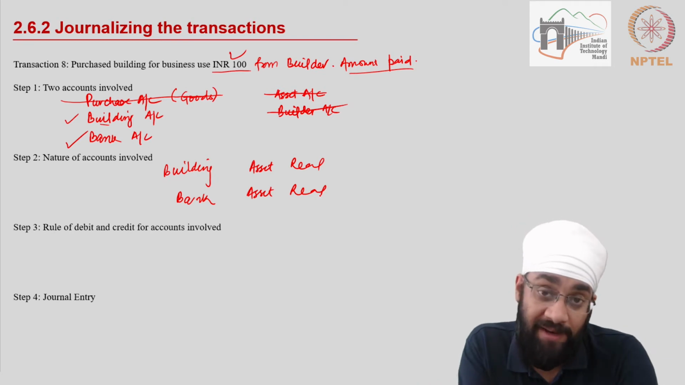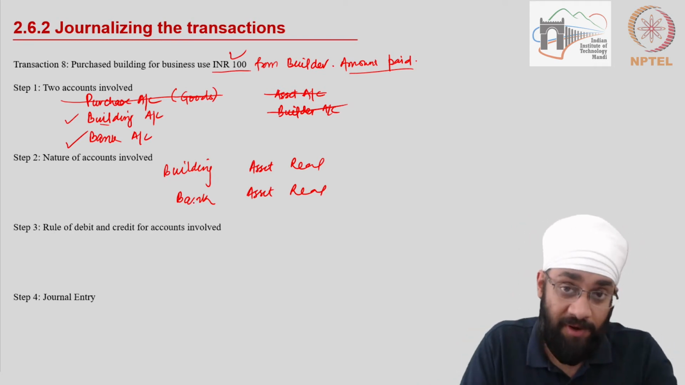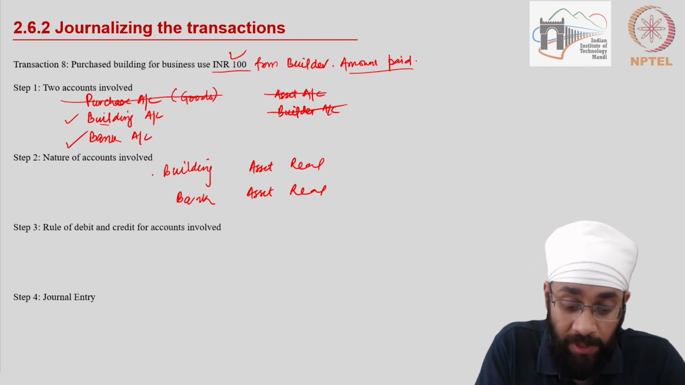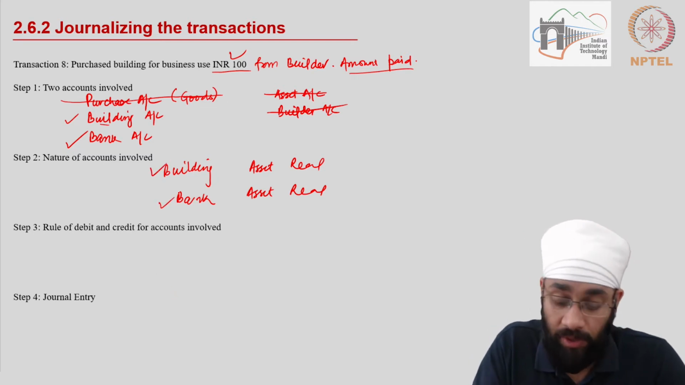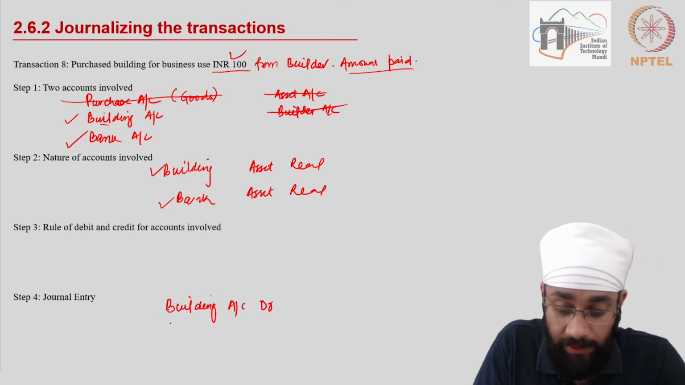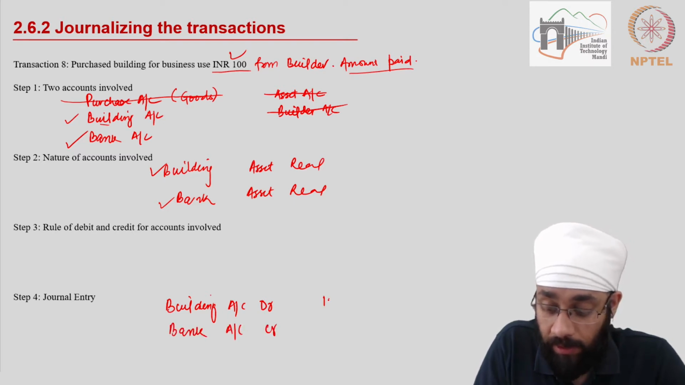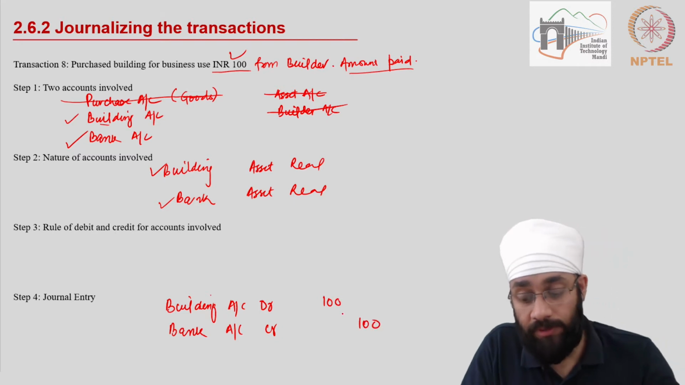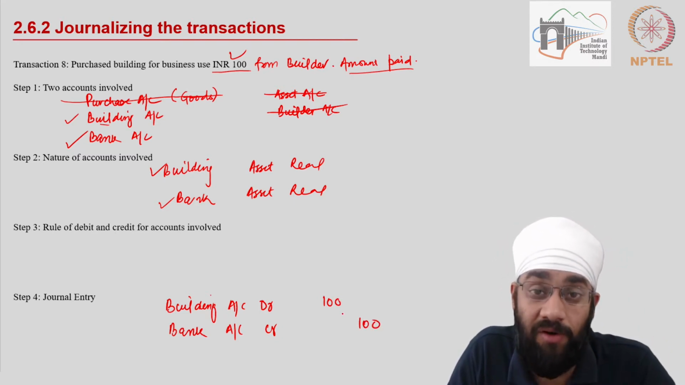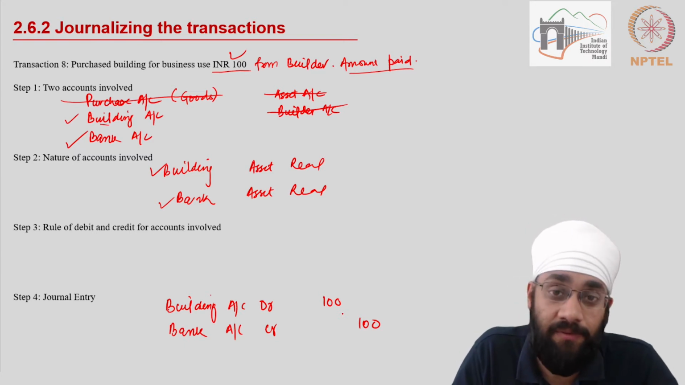And I'm not going to write the rule in this slide, and I'm gradually going to reduce the steps as well. So building is coming in, bank balance going out. So the journal entry is building account debit and bank account credit. You write the amounts and you're done. That's how you write a journal entry for purchase of a building or any other asset for that matter.